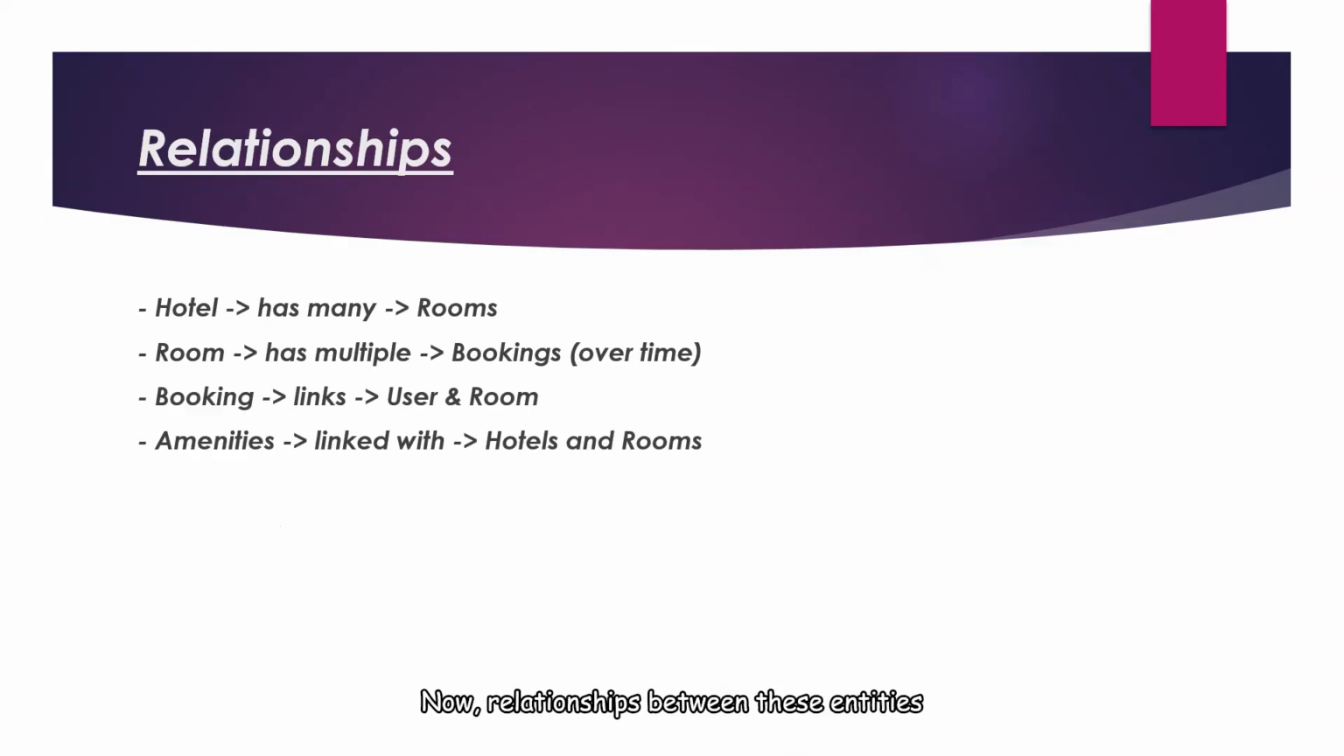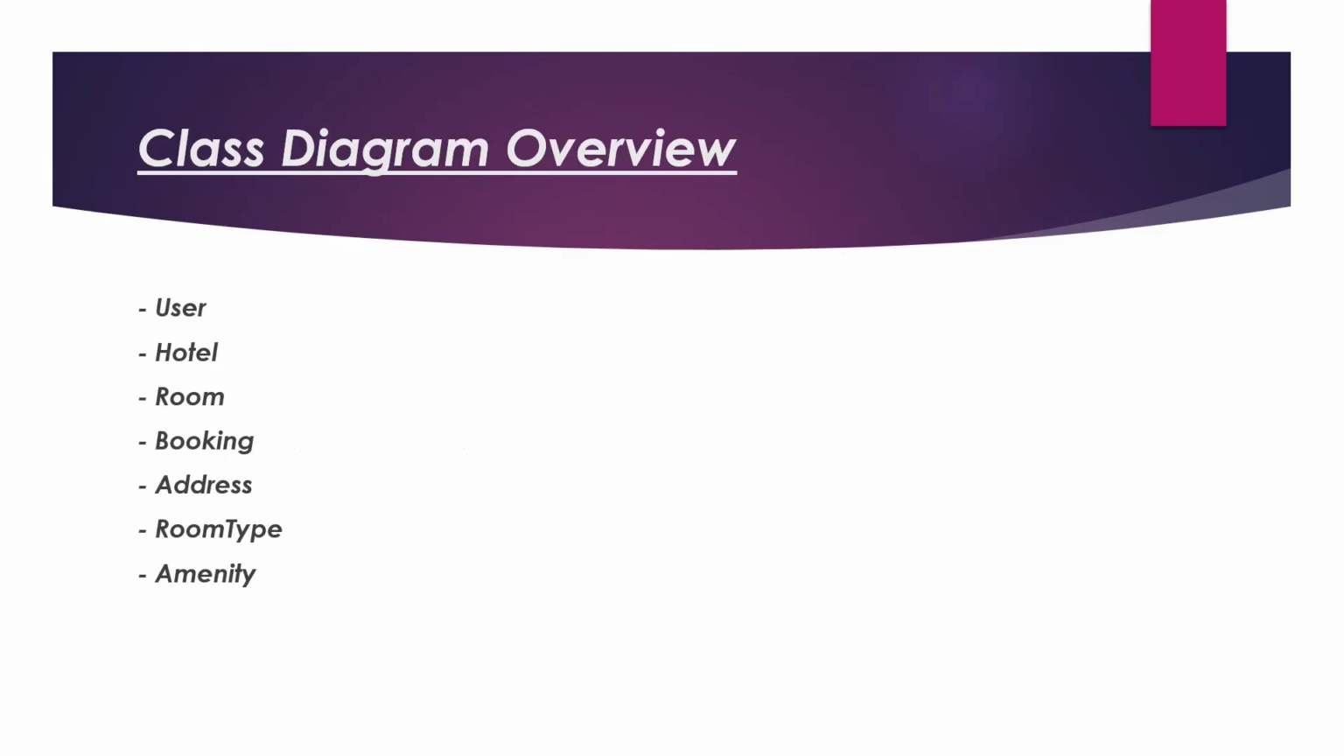Now, relationships between these entities form the skeleton of our system. Each hotel can have multiple rooms. Each room can have multiple bookings over time, but at any given moment, for a specific date range, only one active booking should exist. That means we have to be careful about overlapping bookings. Each booking connects a user to a room with specific check-in and check-out dates. Amenities can be either hotel-wide or room-specific. We need flexibility to model both. These relationships must be very clearly reflected in our design, both at the class level and in our database later.